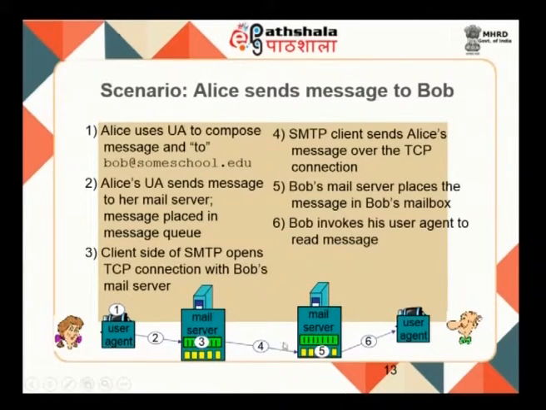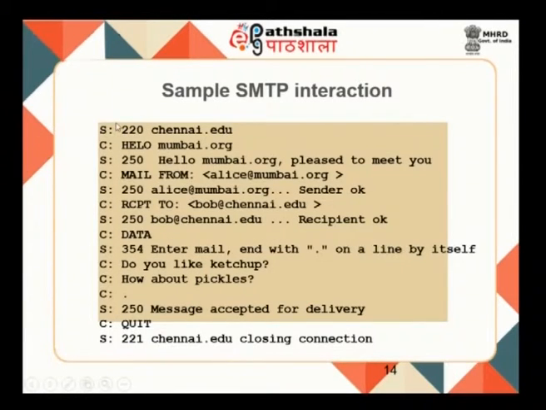There is an exchange of messages that takes place between this mail server of Alice and the mail server of Bob. Once the message reaches the mail server here, it is placed in Bob's mailbox, which can then be accessed by the user agent of Bob to read that message. So, these are the 6 steps that we have when a message is sent from A to B. The interaction that takes place in terms of the protocol will go like this.